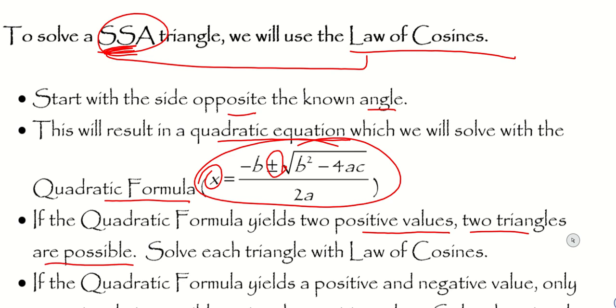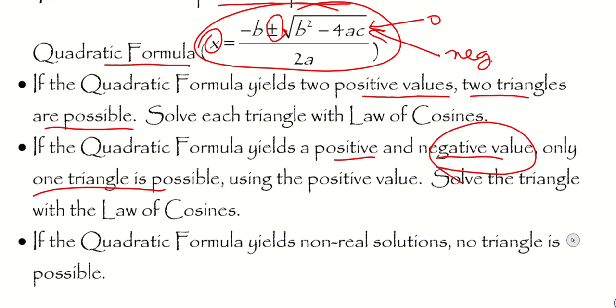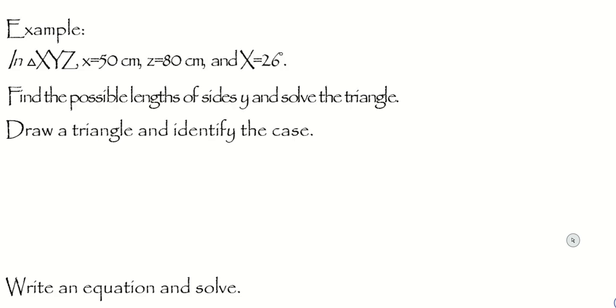Now it's possible we could come up with only one triangle, and that would happen when this quantity here is 0, or it's possible that we can come up with no triangle when this quantity here is negative, and we can't do that. So if our quadratic formula yields both a positive and negative value, that's another case where we can get only one triangle, because it wouldn't be possible to have a negative angle. Right? So we're going to walk through these steps. You've got these written here. I'm going to show you an example.